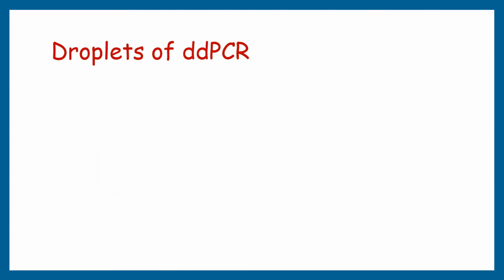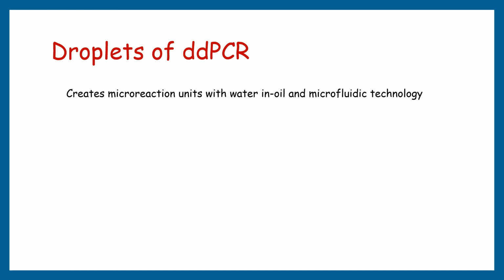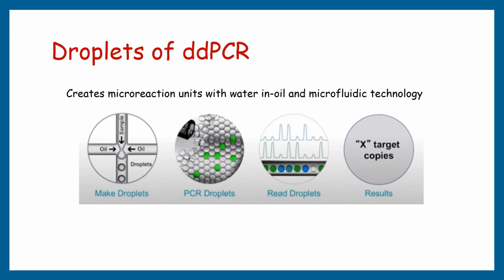Droplet digital PCR creates microreaction units with water in oil and microfluidic technology. The nucleic acids are randomly subdivided into water-in-oil droplets that undergo PCR separately. Then, a two-color optical detection system is used to read the signal in each droplet. Through the process of the water-oil emulsion technique, nano-volume sized oil droplets are created for partitioning the reaction. The quantification of DNA using this technique is called droplet digital PCR.